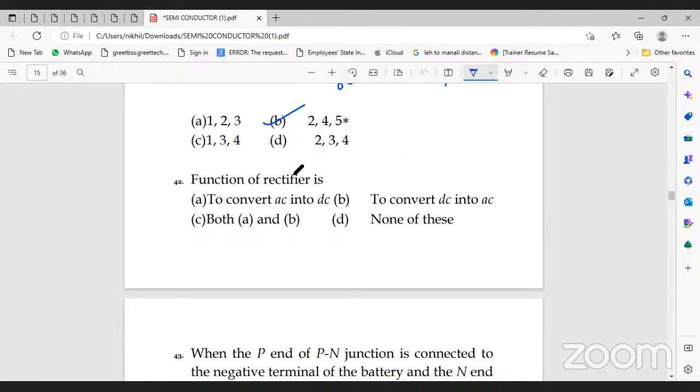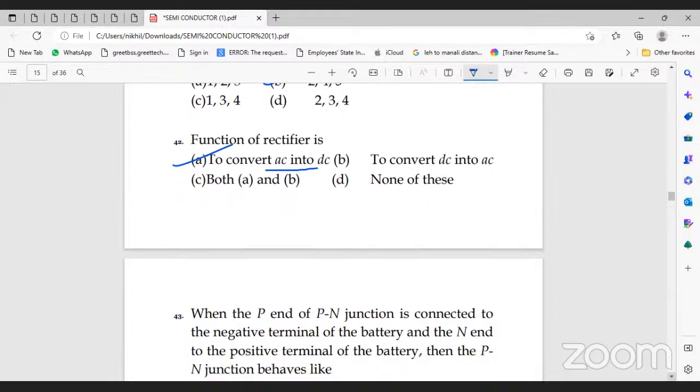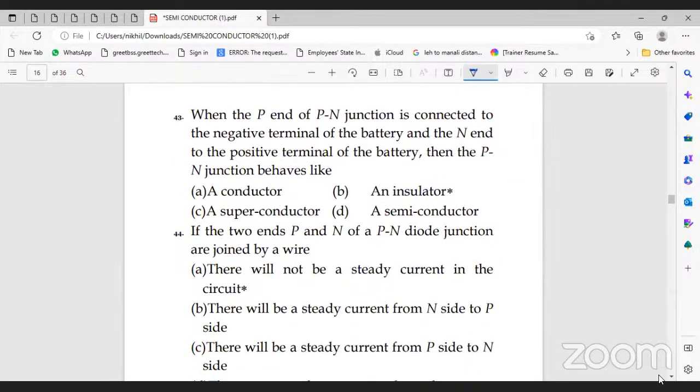Now you know what the function of the rectifier is? Mainly the rectifier is used to convert AC into DC. And also you know that there are two types of rectifiers. One is the half wave rectifier. The second one is the full wave rectifier.